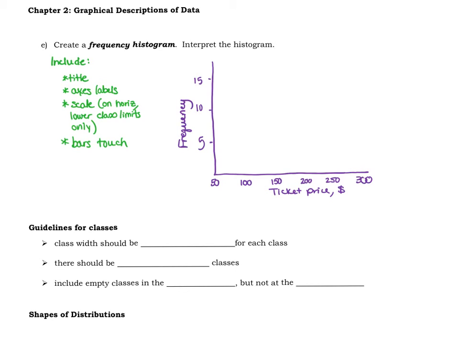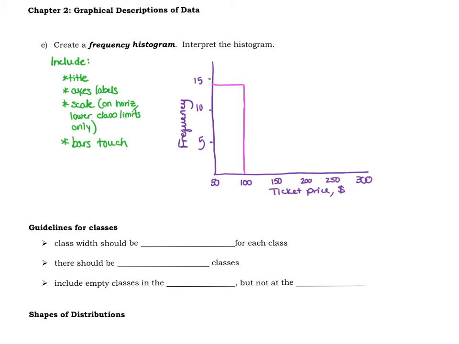Okay, and I'm going to switch colors just because I can. There's no need to switch colors necessarily, it just helps emphasize. So that first one, the 50 to 100, there were 14 teams in there. So I'm going to estimate where 14 would be and put in my first class. Okay, for the next one, looking at it, there are 7 teams in that category.